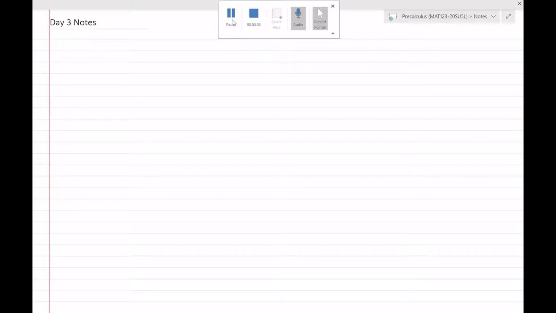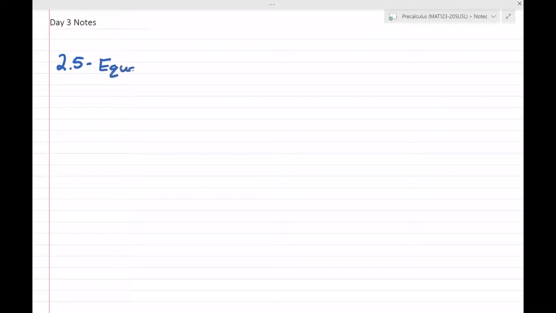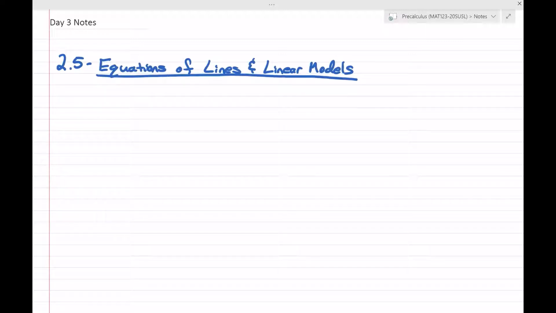Okay, so we're going to move on to section 2.5, which is called equations of lines and linear models. So there's three different ways that we could write an equation of a line, three standard ways.